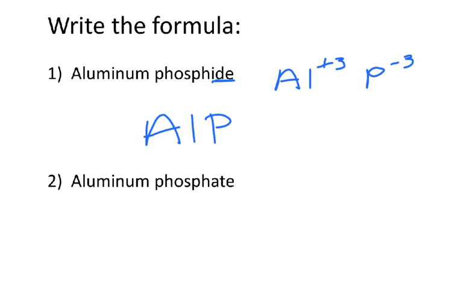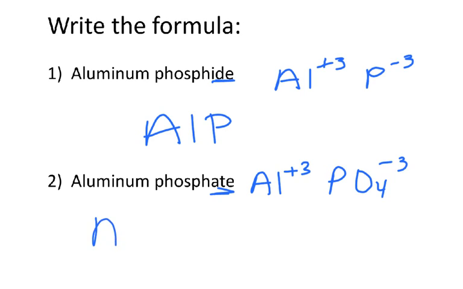Now, the next one is aluminum phosphate. Notice the ATE ending. So I've got the aluminum, and then I'm going to look on my table, and phosphate is PO4 with a -3 charge. Crisscross them down. Well, you don't even have to. They have the same charge, just like above. So you can just write it AlPO4.